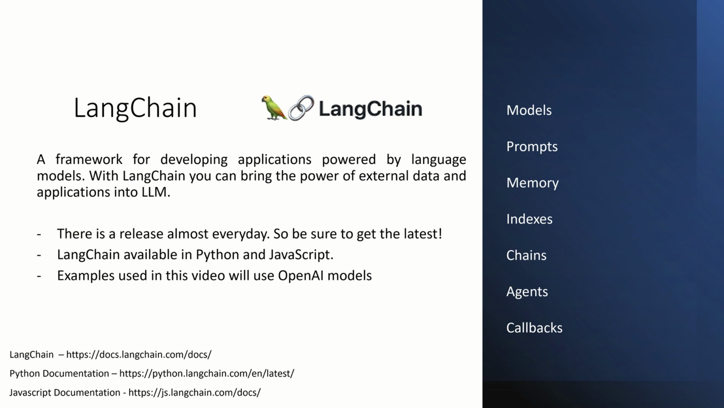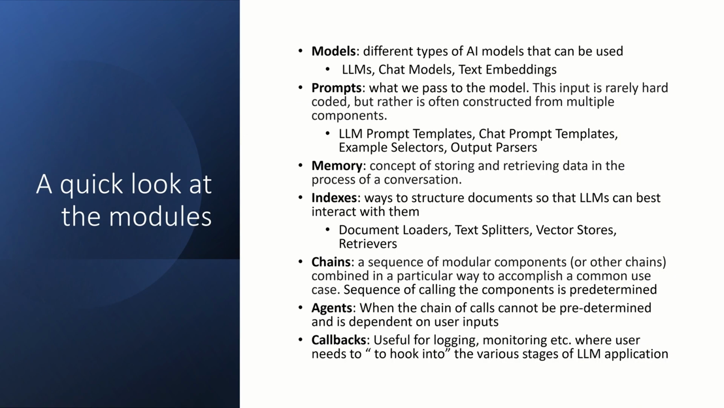So, what are the modules of LangChain? There are 7 of them as of today. First is models, then we have prompts, memory, indexes, chains, agents, and callbacks. Let's get to understand them a bit deeper. Models obviously are the different types of AI models that LangChain supports. They have categorized them into three buckets. First is LLM models, then we have the chat models and the text embeddings. We'll dive deeper into them in a bit.